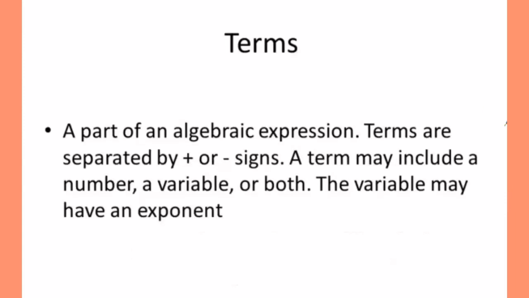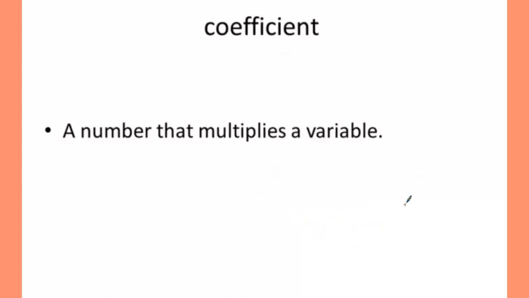When you talk about terms, it's a part of an algebraic expression. The terms are separated by plus or minus signs. A term may include a number, a variable, or both. So if we have 4x plus 3, these are two terms, okay? And normally, as we said, plus or minus a coefficient. A lot of students struggle and ask, what is a coefficient?